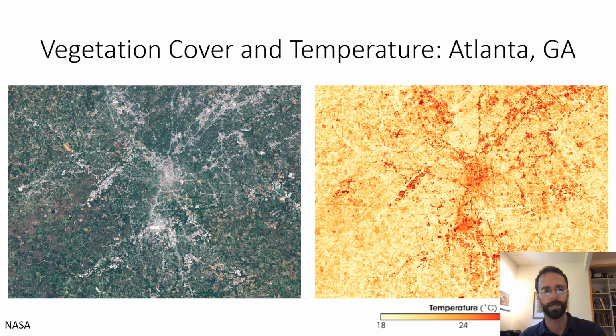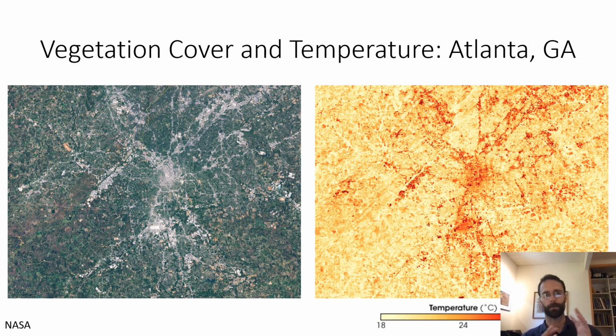So the roads and industrial areas in Atlanta stand out as red on this map here. And that indicates temperatures in excess of 28 degrees Celsius. The vegetated areas, on the other hand, are represented by light yellow on this temperature map, right? They're some 8 degrees Celsius cooler than the more industrialized areas, the roads and things like that.